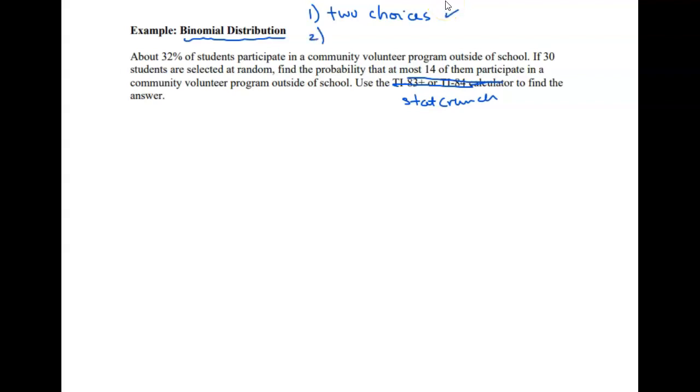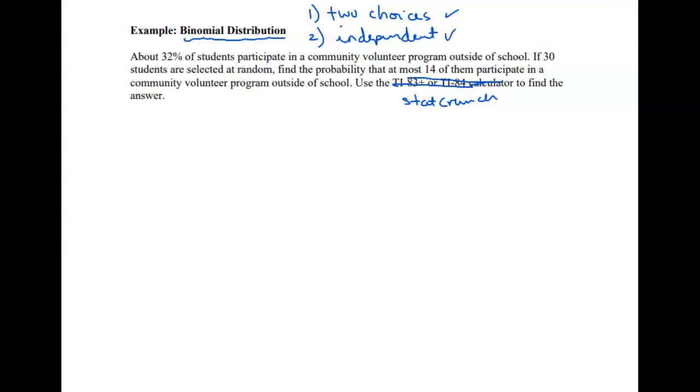The other important thing with the binomial distribution is that the choices are independent of each other. If you look at two different students chosen randomly from a community, selected at random, then there's no reason why a student's choice would influence another student's choice. So you can say they're independent.